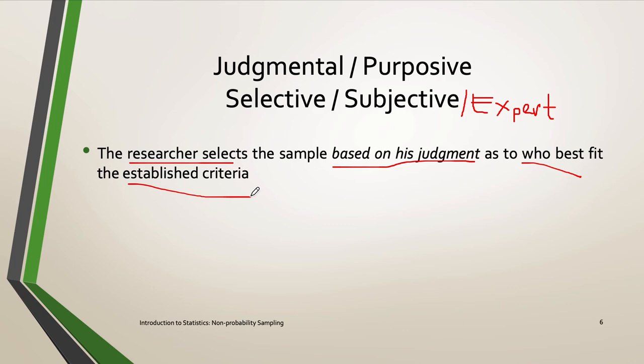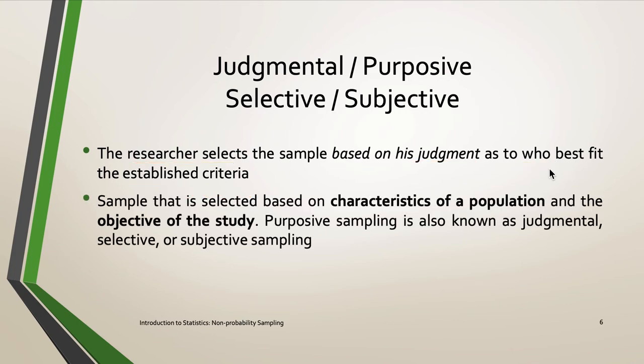There are some researchers that will push you to use judgmental or purposive sampling. That's why it's part here that you will choose who are the best fit. So you choose a sample that is selected based on the characteristics of a population and the objective of the study. Purposive sampling is also known as judgmental, selective, or subjective sampling, or expert sampling in some.